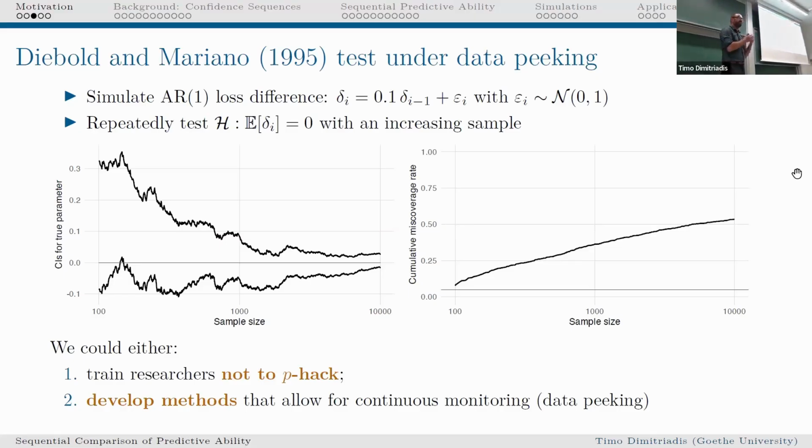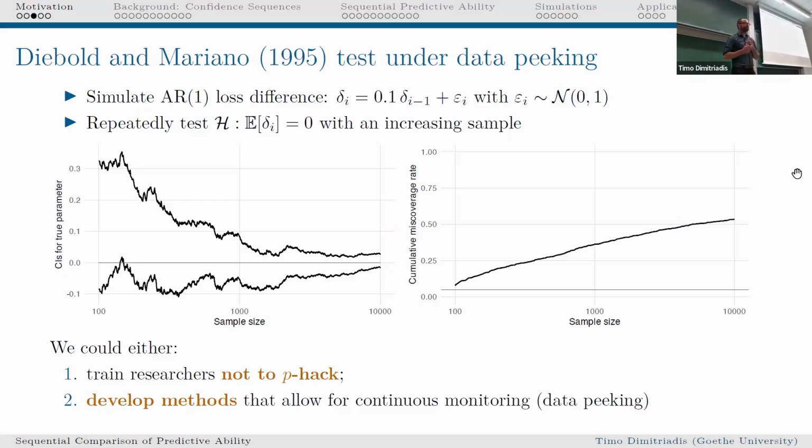What we want, if we do time-uniform inference or sequential testing, is that this cumulative miscoverage rate stays below that 5% line. We have two options as statisticians. We can tell other researchers not to peek at the data. Don't peek at the data. That's one option. But it would be even better if we could develop methods that allow for doing that.